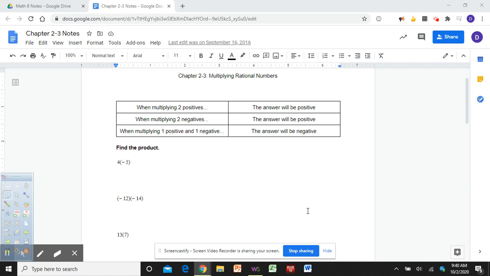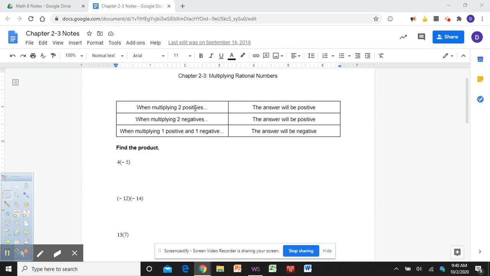Hey guys, today we're going to be talking about how to multiply rational numbers. When multiplying rational numbers, like I said, we're going to be multiplying fractions. I know you know how to multiply whole numbers and decimals. Okay, I put that little chart like we did last time.